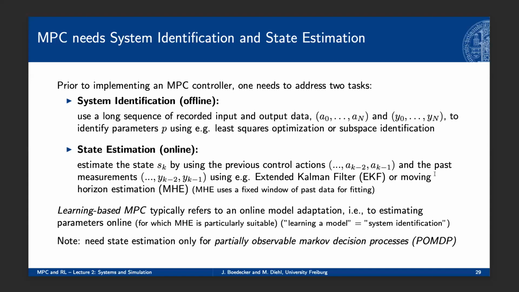And there you can use techniques like least squares optimization, or in linear systems, there's a beautiful method called subspace identification, where you, so to say, identify the order of your system and the matrices simultaneously with very elegant techniques.